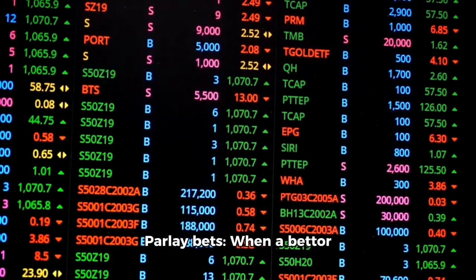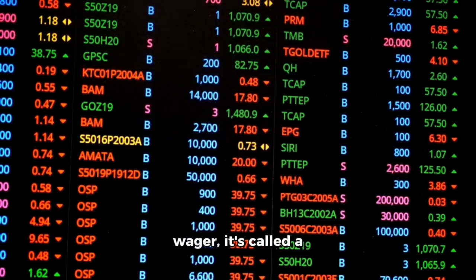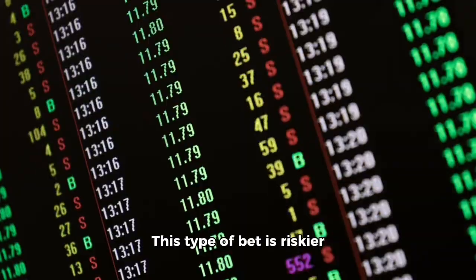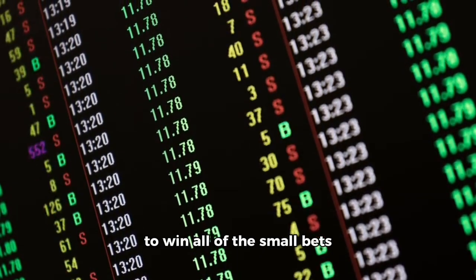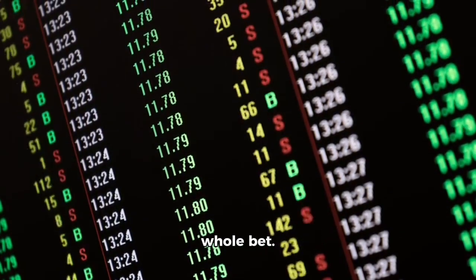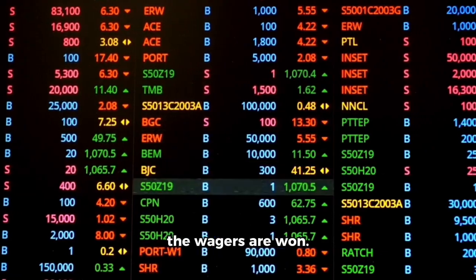Parlay bets, when a bettor makes two or more bets and combines them into one wager. It's called a parlay bet, or an accumulator, or multi. This type of bet is riskier than others because you have to win all of the small bets to win the parlay bet, and losing one means losing the whole bet. Parlay bets have a bigger payout if all the wagers are won.